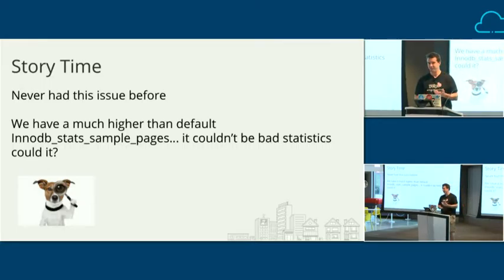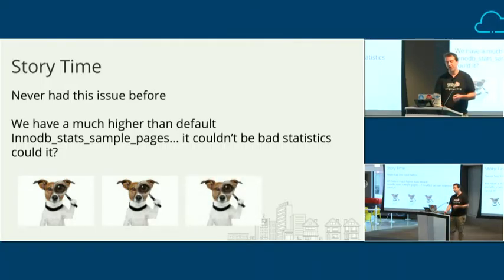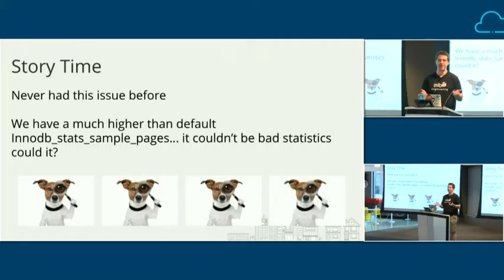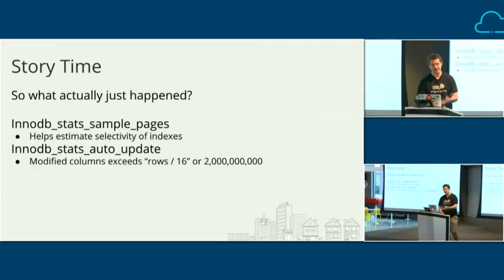So we did the next obvious thing. We ran it again. It didn't work again. So we went for third time is the charm. No, still bad. But then me being me, I ran it a fourth time just because, and the query plan was good. So one out of five times, basically, we got a good plan. Everything is now back to normal, so we have time to reflect on what actually occurred here. And that's what we did. What actually happened? That is now the question.